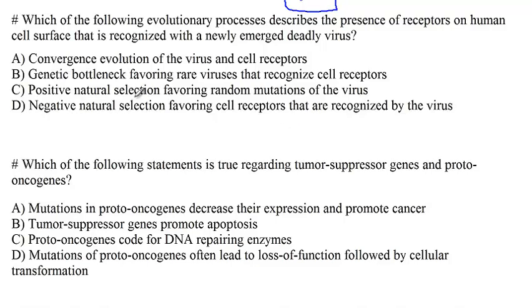Positive natural selection favors random mutations of the virus. That's correct. This virus has developed a new mutation, random mutations, that now makes it able to attack human immune cells. And so this virus has now a better survival because it can spread around. So that's an example of positive natural selection. And the negative natural selection favoring cell receptors that are recognized by the virus. If it was negative natural selection, then those humans would have died, right? It wouldn't have been spreading. So that wouldn't be a correct answer.